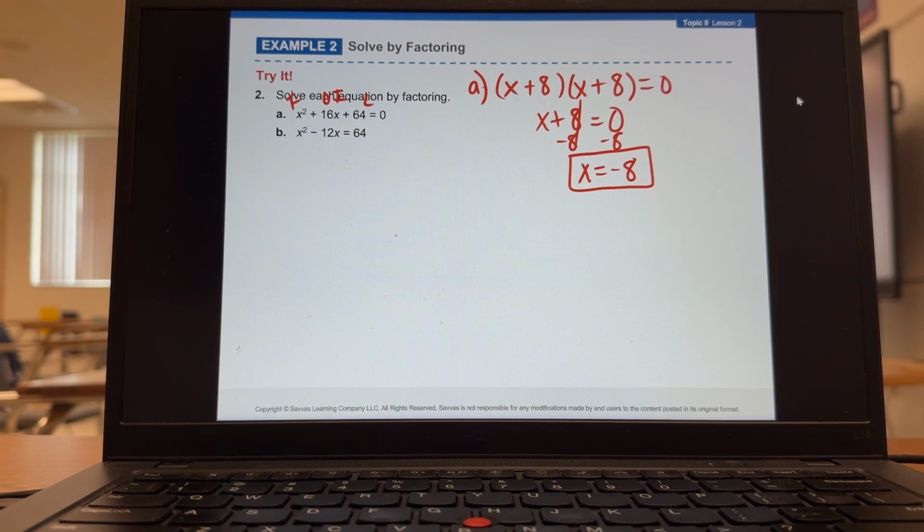Letter B, x squared minus 12x equals 64. It's not in standard form. I would have to subtract 64 from the other side. There is nothing on this side that I can combine it with, so it represents my C, so I would put it at the end.